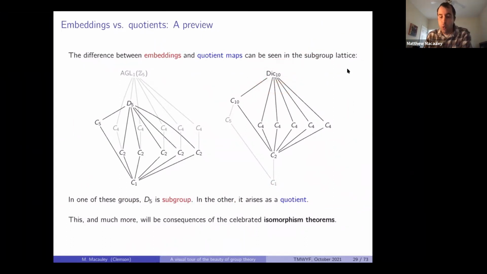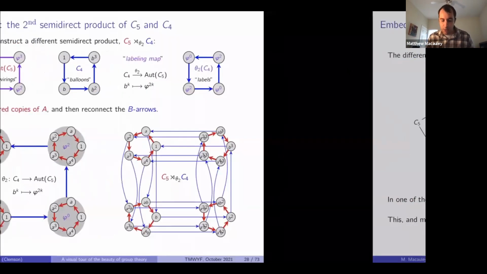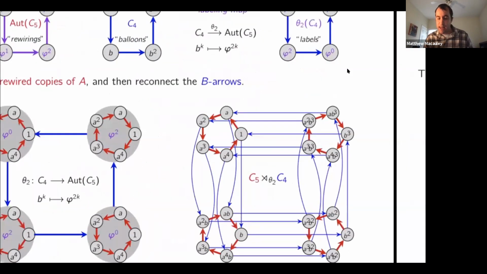Those two groups I showed you, one of them is the dicyclic group, and another one is these affine transformations of Z5. Which one is which? Well, one of those two groups has an element of order 10, and only one element of order 2. The other group has no element of order 10, but it has 5 elements of order 2. So you go back here and you say, well, let's try to find an element of order 10.